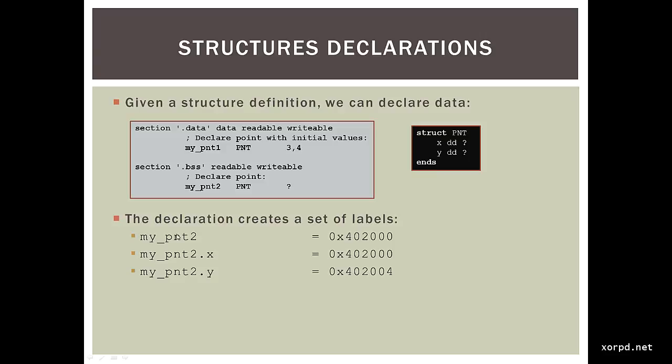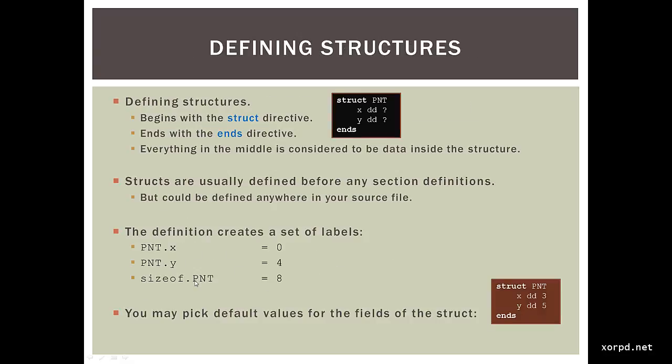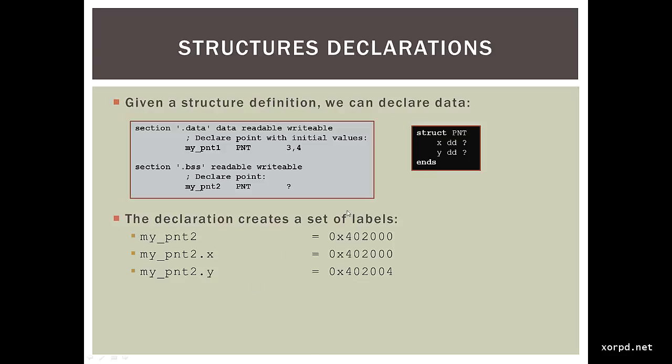But the labels that you get from the declaration, they actually represent real data. Data that was already assigned a place in memory. So those are going to have large values. They are going to have actual addresses in memory. That's why myPNT2 and myPNT2.x and .y have those large numbers as values. These are real addresses in memory, as opposed to these numbers, which are just offsets from the beginning of the structure. They are not real addresses in memory. They are just offsets, but these are real addresses in memory. It is very important to remember the difference.